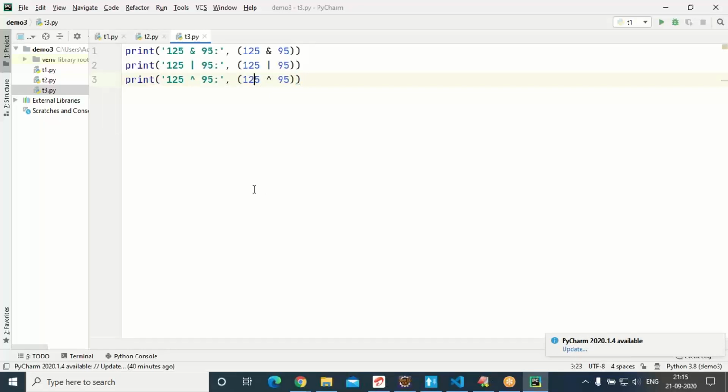Between 125 and 95, apply the bitwise AND operator, OR operator, and XOR operator. So try developing it by yourself. You know very well about converting int into binary. Then you know very well about the bitwise operators AND, OR, XOR. After getting the resulting binary, converting back into int, that also you know.